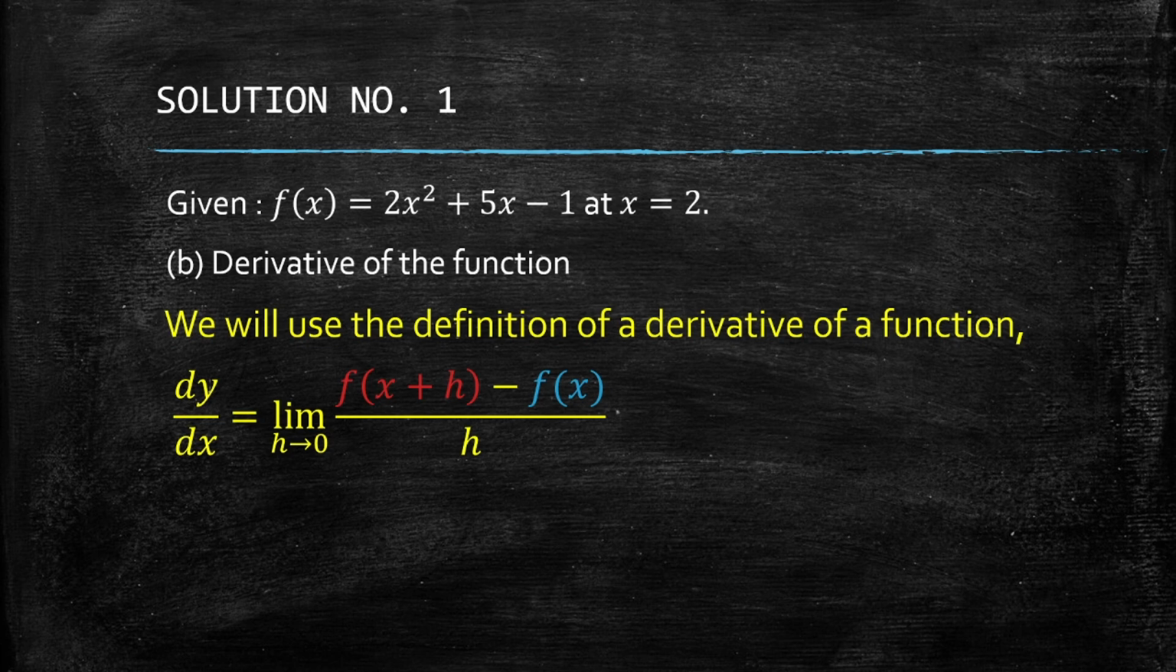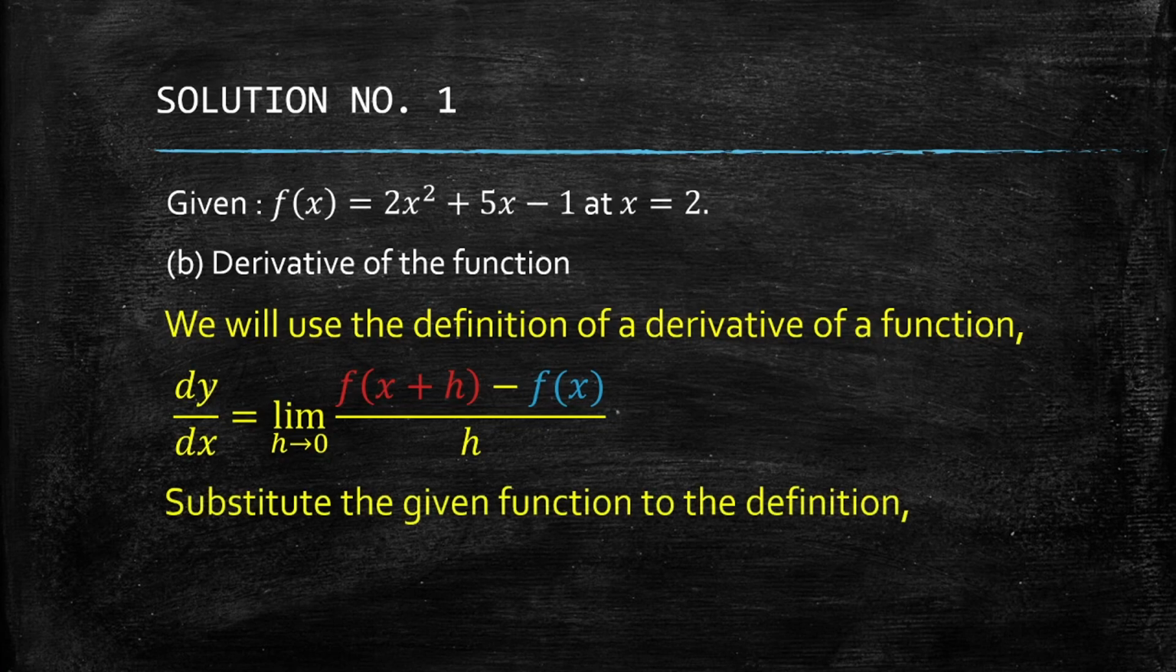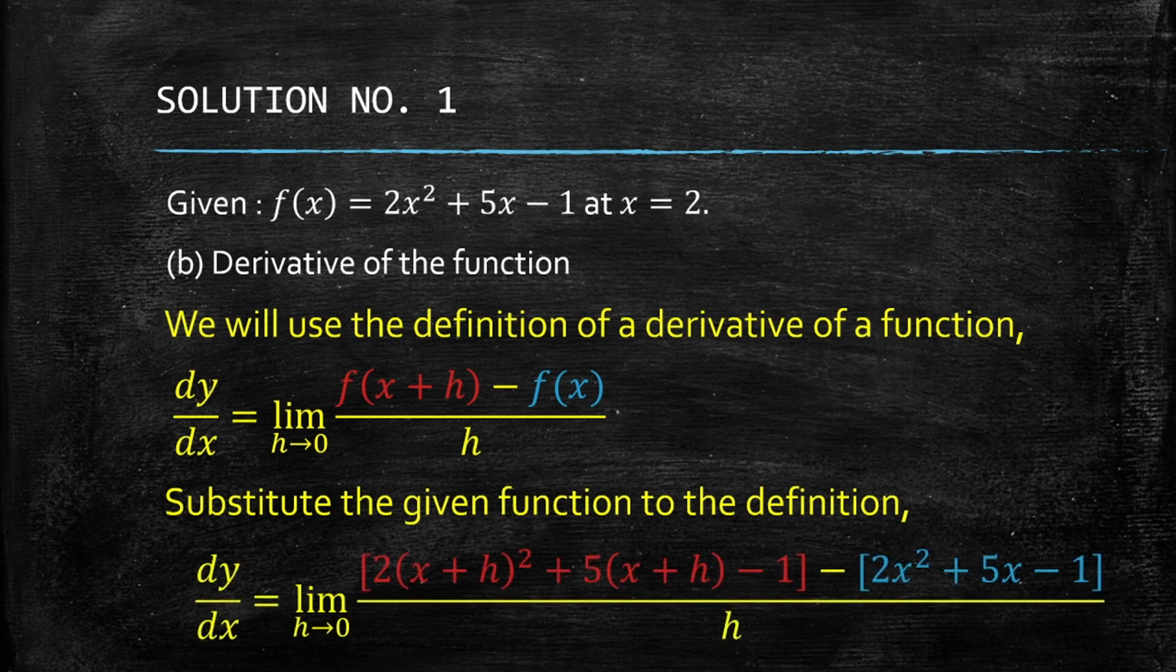And we know that this is the definition of the derivative of a function. We have dy dx equals the limit of f of x plus h minus f of x all over h as h approaches 0. Again, you must remember this definition to find the derivative of the function. So we substitute now the given function to the definition. So we'll have this. It might be confusing, but again, we just use the function, and our function is 2x squared plus 5x minus 1, which is actually our f of x.